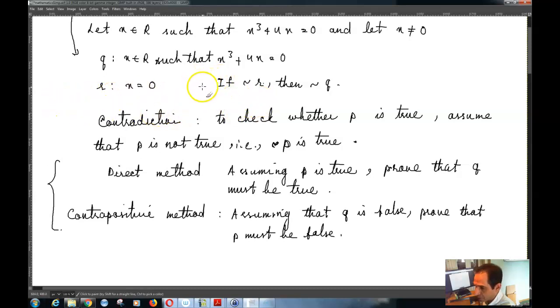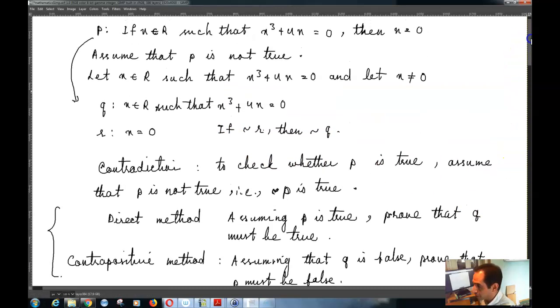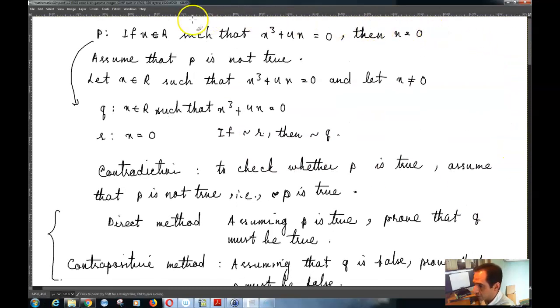So you have some statement P over here that you want to prove by the contradiction method. You want to prove that this statement is true by the contradiction method. Now, when you have some statement P, you can break it down into an if-then statement.